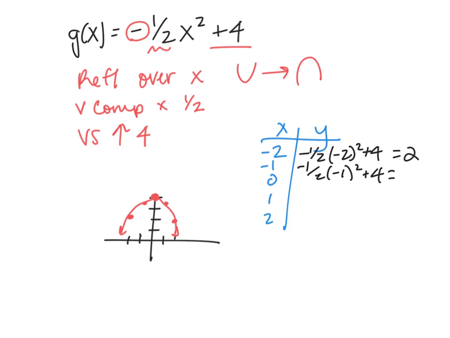So in this case, -1 squared is positive 1. So it's -1/2 plus 4, which gives us 3.5. For 0, we get 4. And then symmetrical both ways.